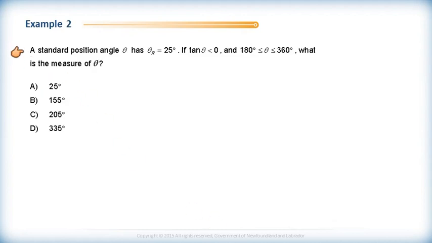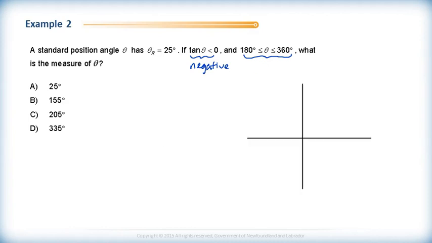In this next one, a standard position angle theta has the reference angle of 25 degrees. Tan theta is less than 0. That means it must be negative. And theta is between 180 degrees and 360 degrees. That's an important piece of information. So I make a set of axes here. I'll put in my CAST rule.